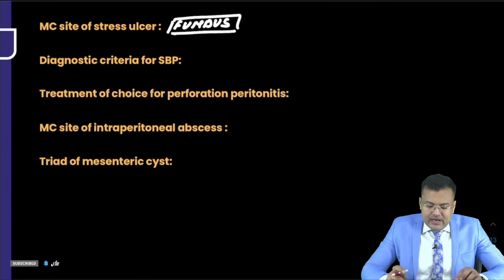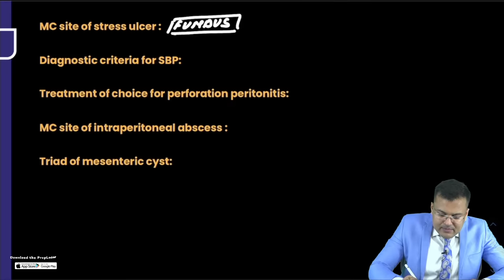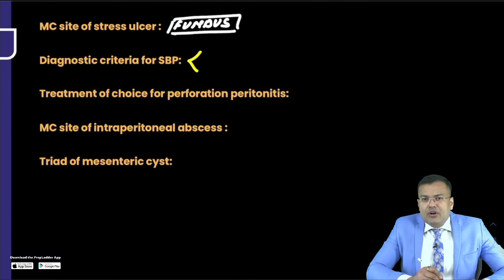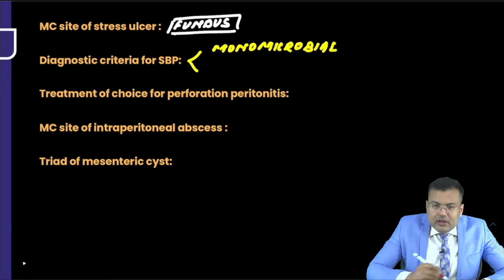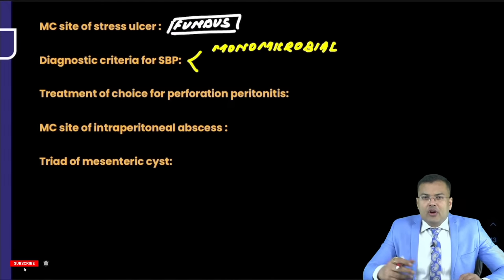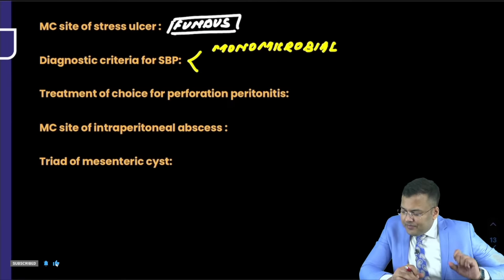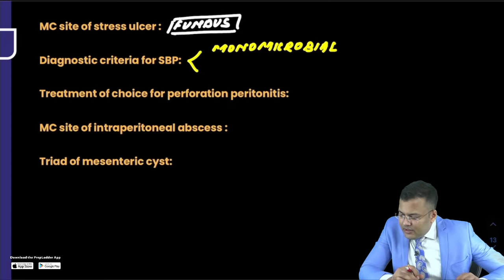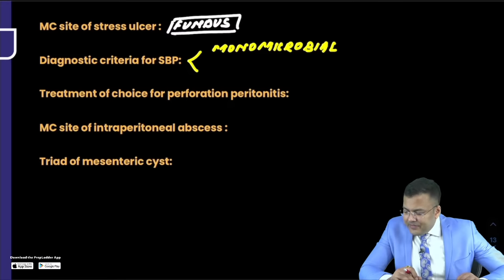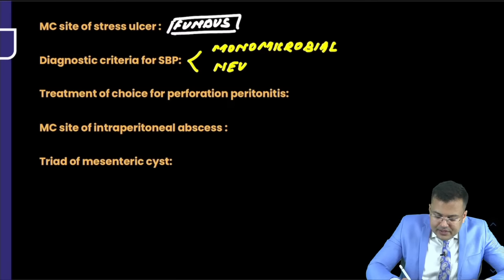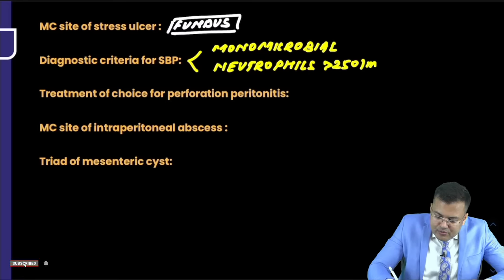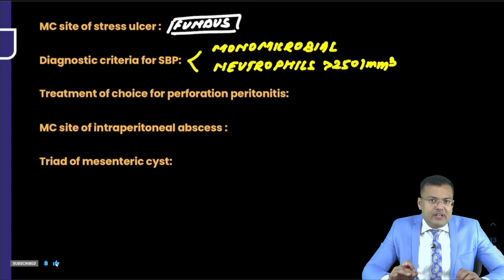Next, what is the diagnostic criteria for spontaneous bacterial peritonitis? For spontaneous bacterial peritonitis, there is monomicrobial growth, means single organism is responsible, and tell me what should be the neutrophil count. On paracentesis, how much should be the neutrophils? Gagan Karna, very good. Ankit, more than 250. So, neutrophils more than 250 per mm cube. Very good, guys. So, that's the diagnostic criteria for spontaneous bacterial peritonitis.